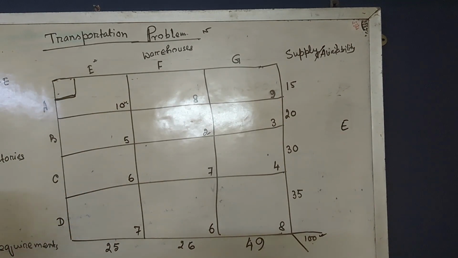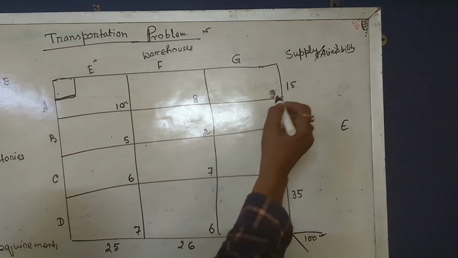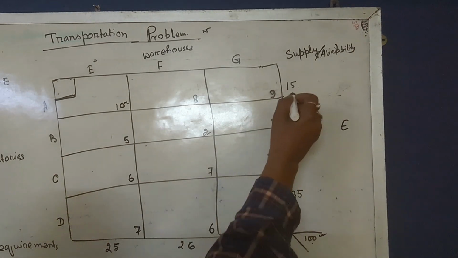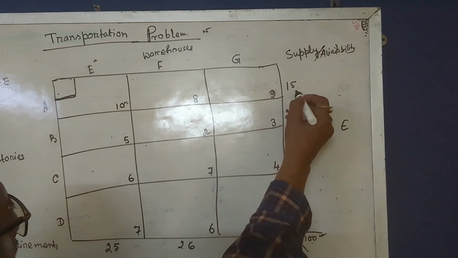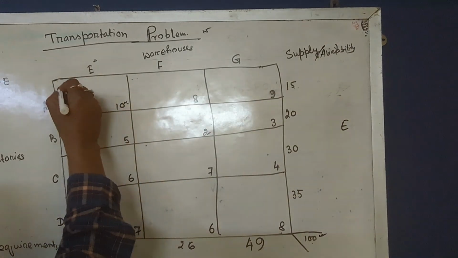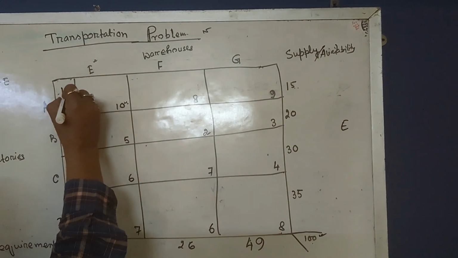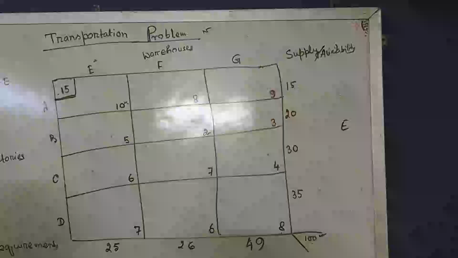How will you allocate? This is the availability and this is the requirement. So you put the minimum of these two values. Why? Because you cannot allocate more than the minimum value. In this case, out of 25 and 15, this is the minimum. That's why I'm writing 15. That means I'm allocating 15 units here.